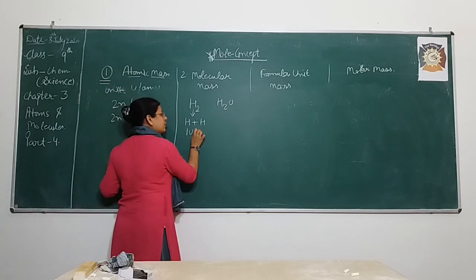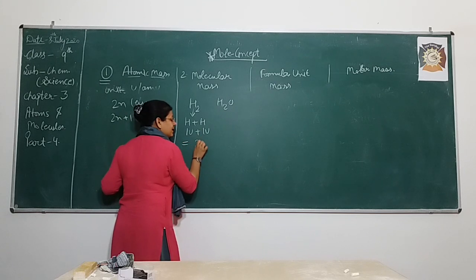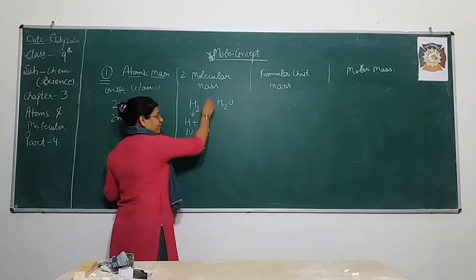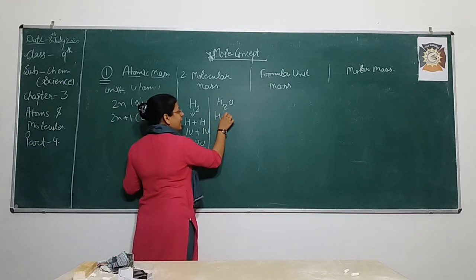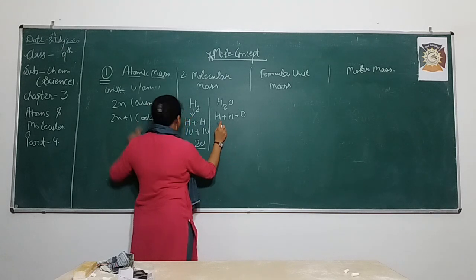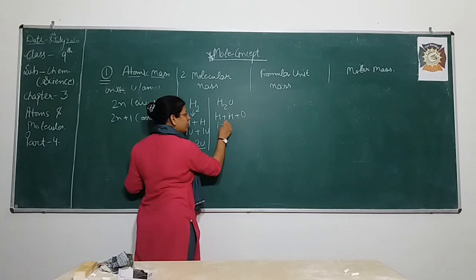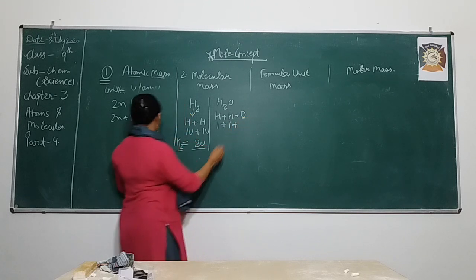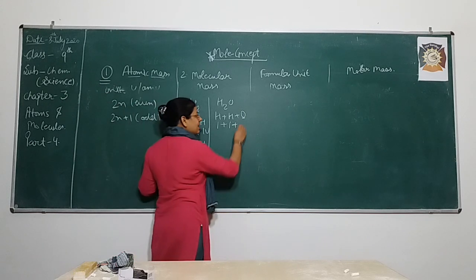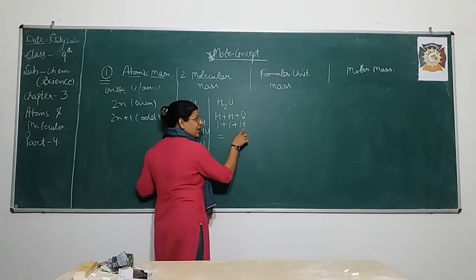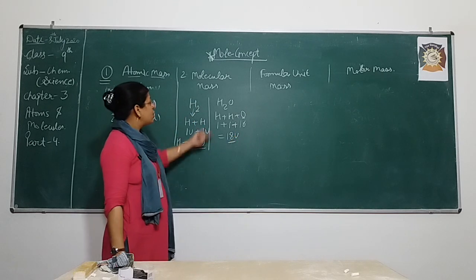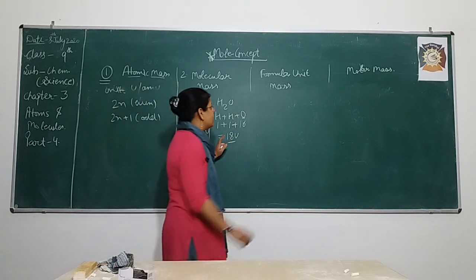So hydrogen is 1 unit, that is H2 atomic weight is 2 units. Very good. Now here, one hydrogen, two hydrogen, another one is oxygen. Hydrogen is an exception with 1 U, and in the case of oxygen, atomic number 8 gives 16 by the 2n formula. So now here we have 18 units of mass. So this is your molecular mass.